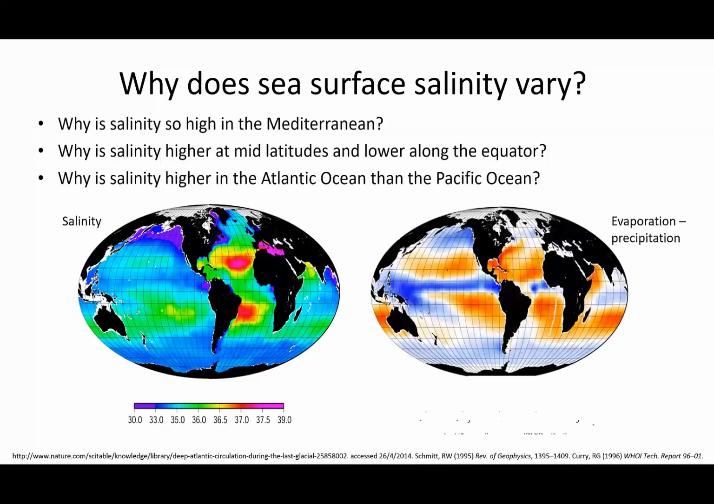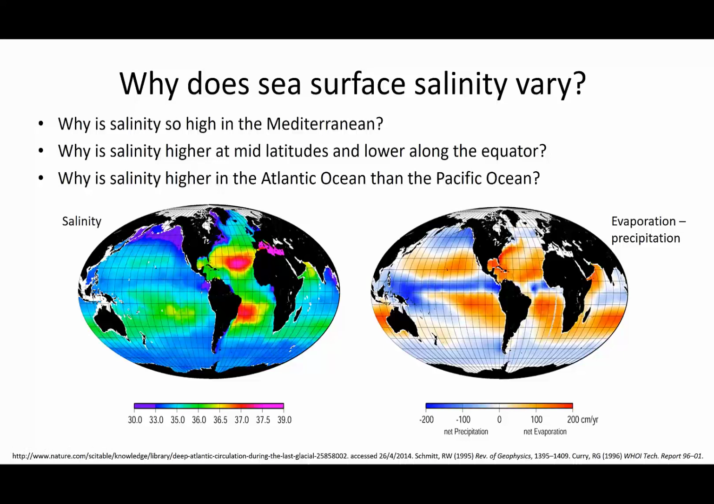the Pacific Ocean, so much of this really comes down to what the net evaporation precipitation balance is in the ocean. The mid-latitude zones and the Mediterranean are areas where there's much greater evaporation than precipitation. So there's a net imbalance of fresh water, and in those areas the ocean becomes saltier. And you can see where the precipitation is high along the equator, we have low salinity.